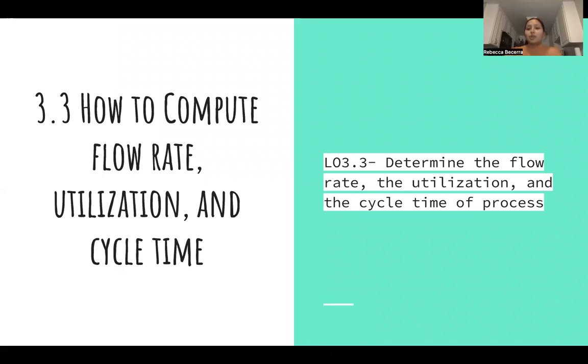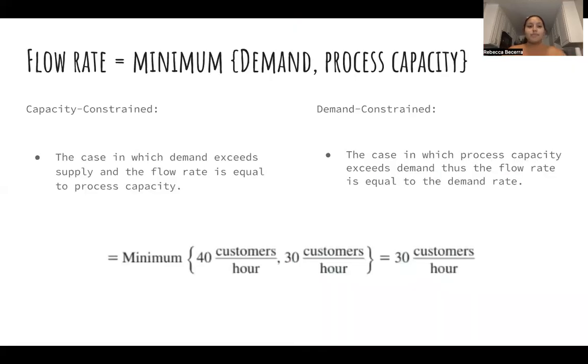So in this section, we are going to learn how to compute flow rate, utilization, and cycle time. So our learning objective for chapter 3, section 3 is, of course, to determine the flow rate, the utilization, and the cycle time. In this section, we learn about 3 different equations that we're going to be able to use, and we're also going to define these 3 terms.